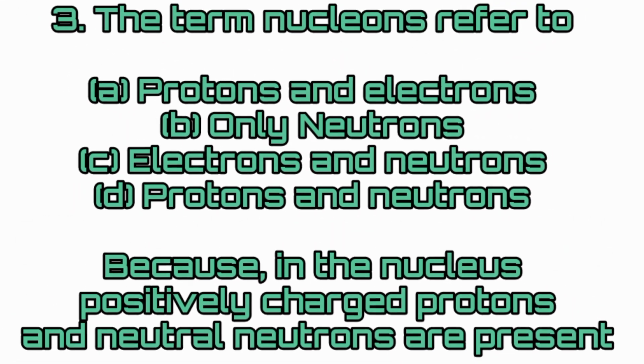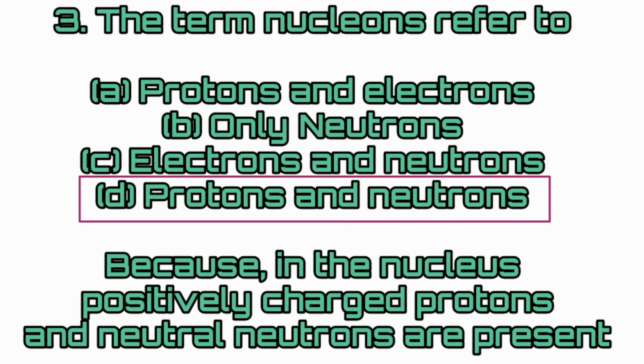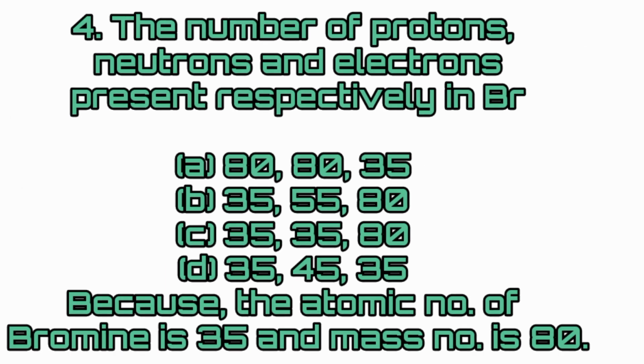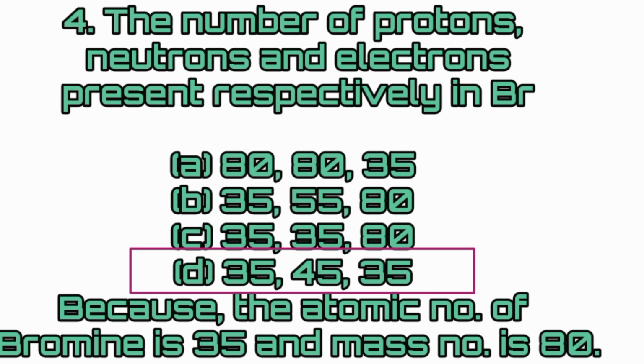Question number 3. The term nucleons refer to. Answer option D, protons and neutrons, because in the nucleus positively charged protons and neutral neutrons are present. Fourth question, the number of protons, neutrons and electrons present respectively in bromine are. Answer option D, 35, 45, 35, because the atomic number of bromine is 35 and mass number is 80.